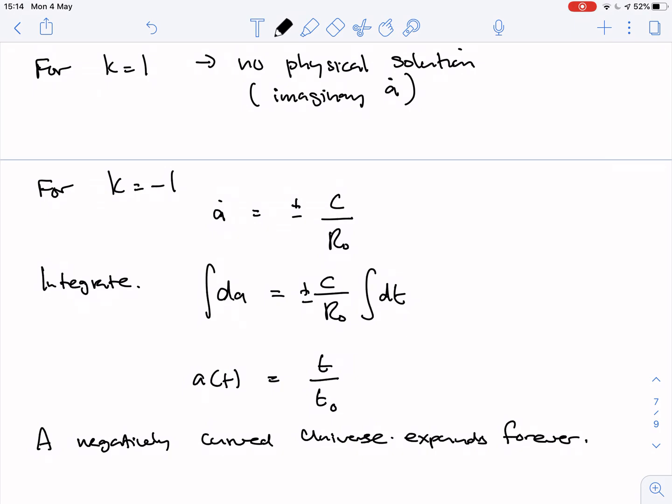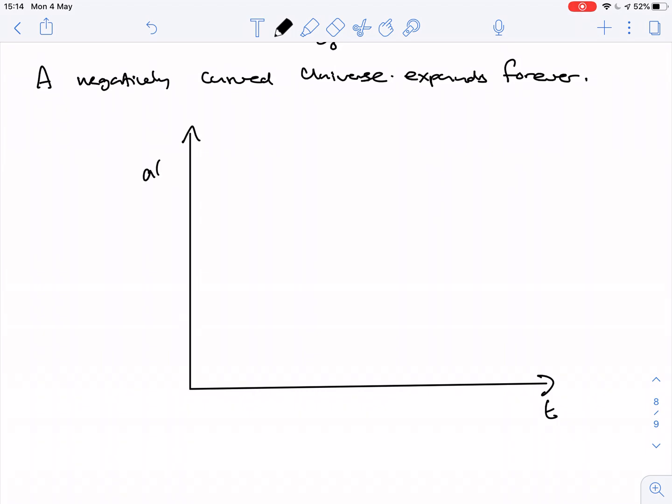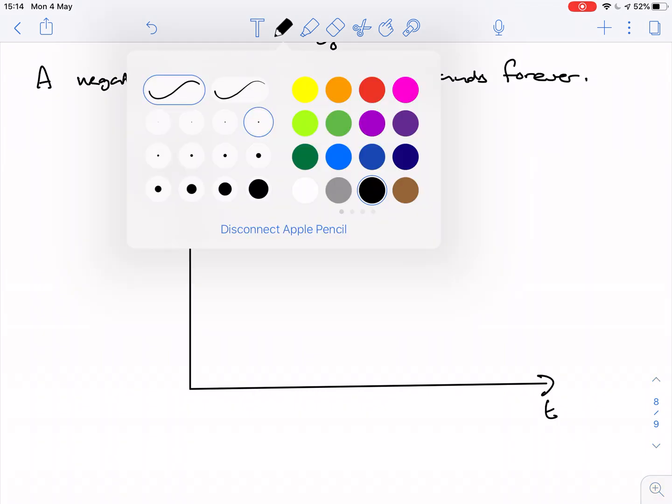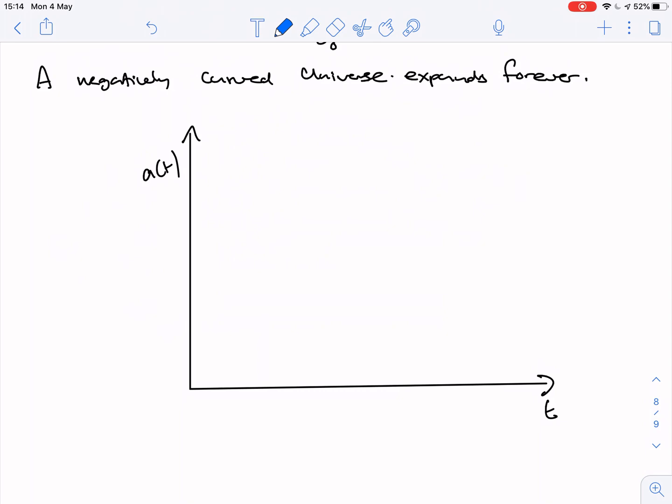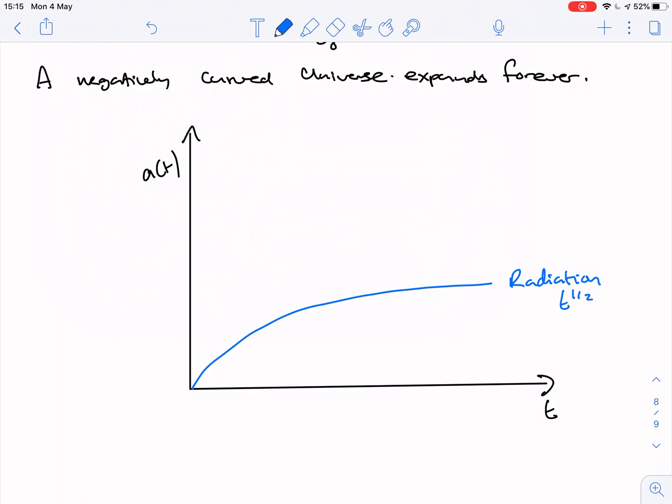And so if I wanted to draw that again, just to put all of these together for the sake of completeness, I have t and I have a of t. I have radiation. That's t to the half. I have matter. And that is t to the 2/3.